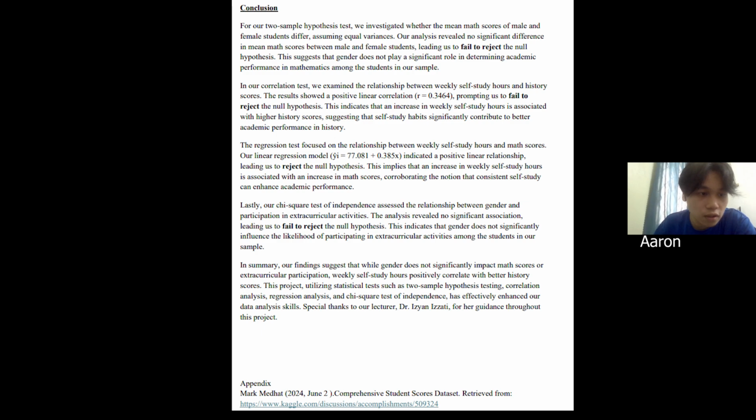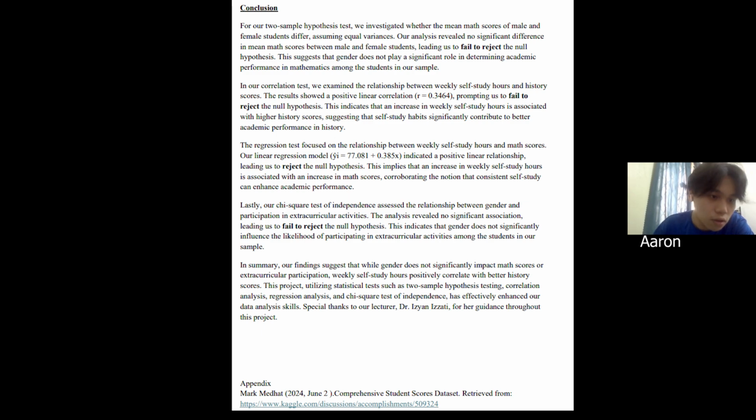The regression test focused on the relationship between weekly self-study hours and math score. Our linear regression model indicated a positive linear relationship, leading us to reject the null hypothesis. This implies that an increase in weekly self-study hours is associated with an increase in math scores, corroborating the notion that consistent self-studying can enhance academic performance.